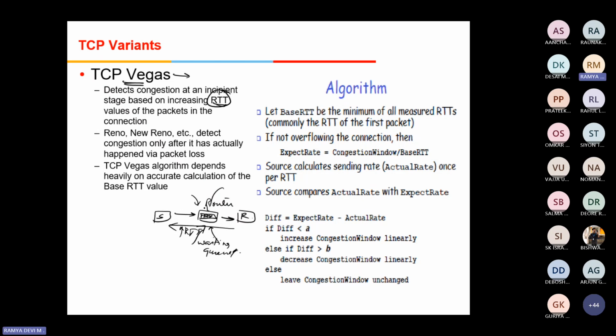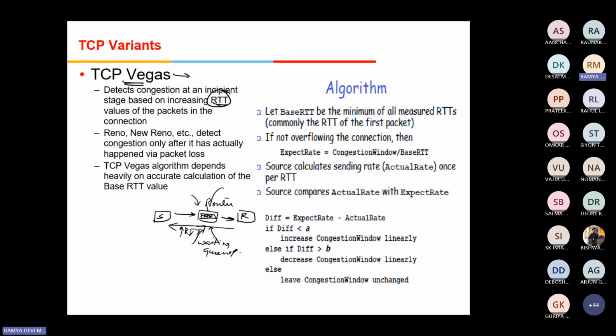Vegas' algorithm is based upon the base RTT value. Base RTT is defined as the minimum of the measured RTTs. That will be our base RTT. The RTT of the very first packet which is sent, that value will be taken, the propagation delay with no queuing delay.